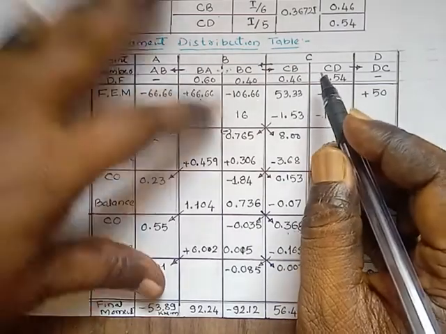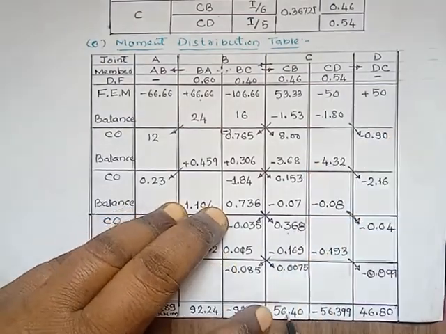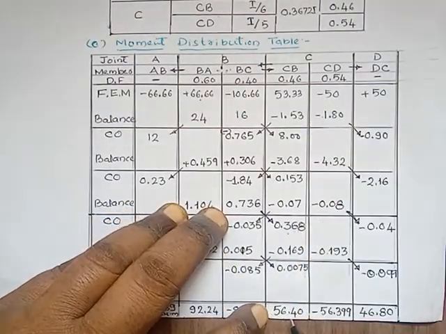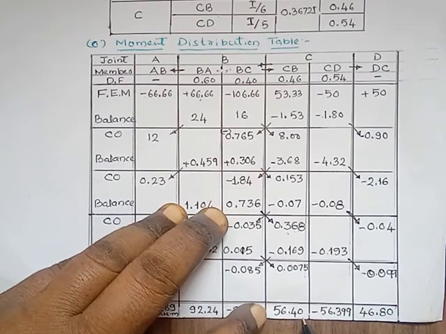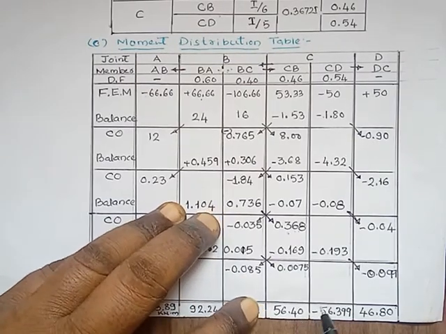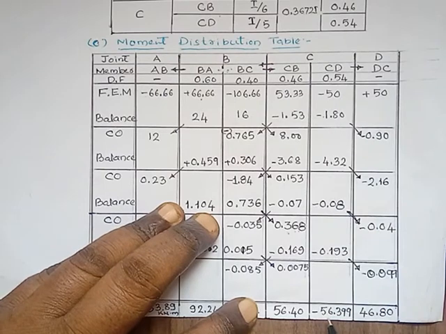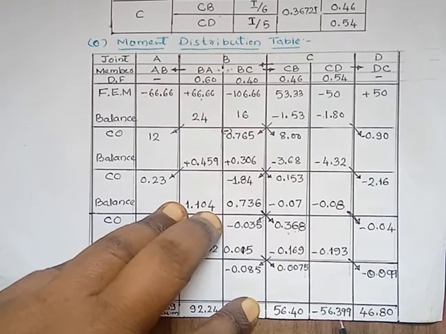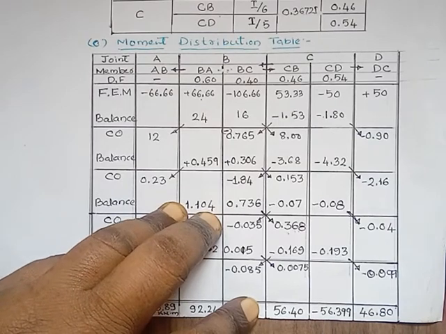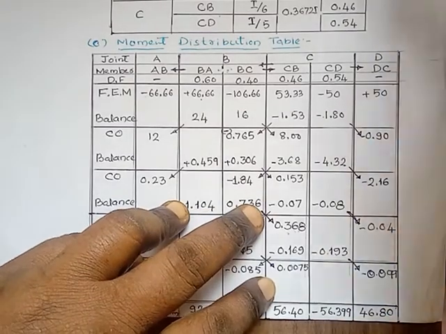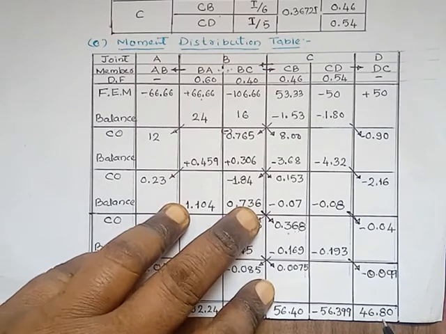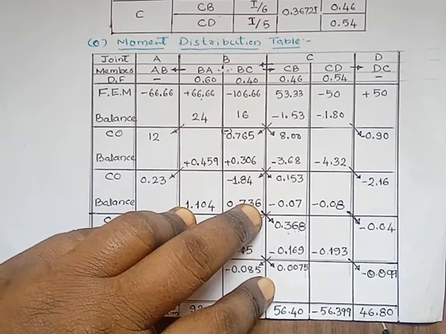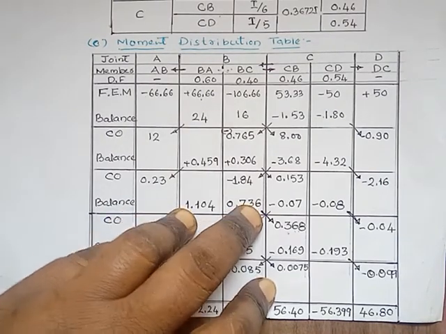Here in CB, by adding all these things, you will get 56.40. This one is positive, that means that is clockwise. Then for CD, by adding all these things, that is minus 56.399. That one is anti-clockwise, or that is negative. Then finally, the end moment at D, that is MDC, is 46.80.